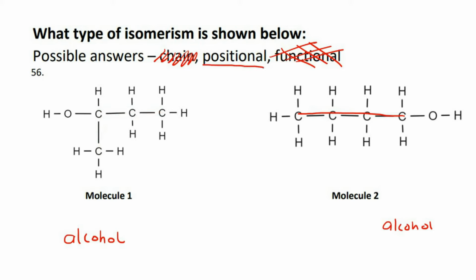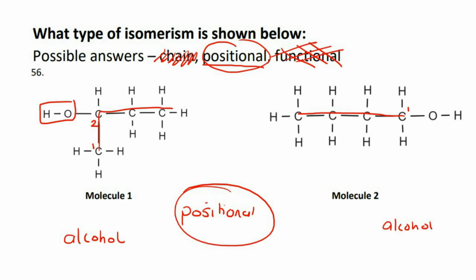Now, let's just check. If we look at this one, the OH is on carbon number 1, 2. So you see the OH is on carbon number 2. So the functional group is on carbon number 2. For this one, the OH is on carbon number 1. So you see that the functional group is on a different position. So this is what we call position isomerism. So we're going to say positional.